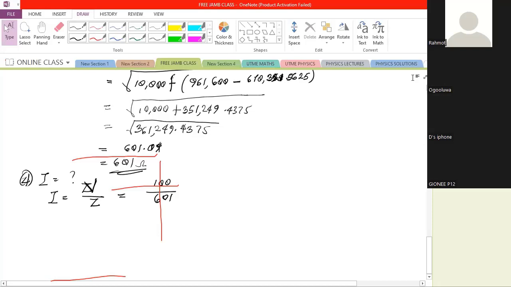We have 100 divided by 601, and that is 0.166 amps. Please, the last question is power dissipated.